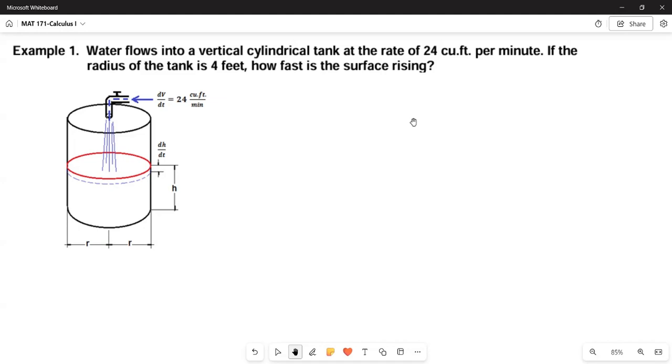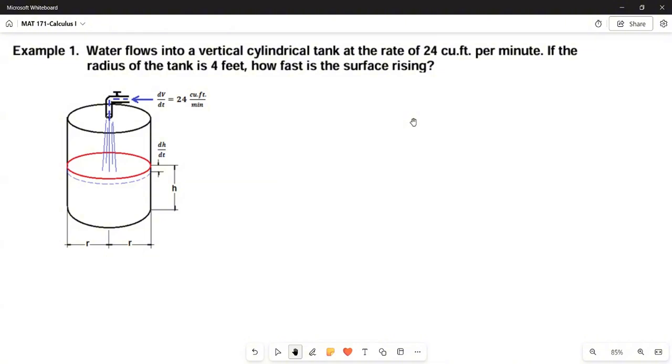So dito sa ating first example, pagdating sa time rates, is pinapasolve natin kung gaano kabilis tumaas yung surface natin or kung gaano kabilis magbago yung height, of course, with respect to time. So, sundin lang natin yung binigay sa ating guidelines kanina sa pag-solve ng time rate. So, first is we have to identify all quantities na binigay sa ating problem. So, tingnan natin yung problem, ano nga ba yung quantities or values na binigay sa atin.